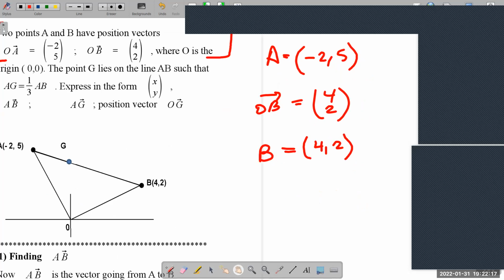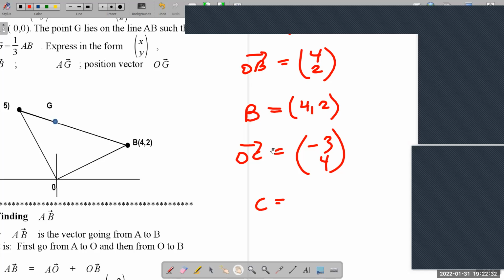Last one, if they give you a position vector OC as, this is just a random one, (-3, 4). What is point C? Everybody needs to answer this one. Excellent. It's just going to be (-3, 4). Keeping in mind that your X value is always to the top, your Y value is always to the bottom. X always comes first, Y always comes next. All right, so that's that.